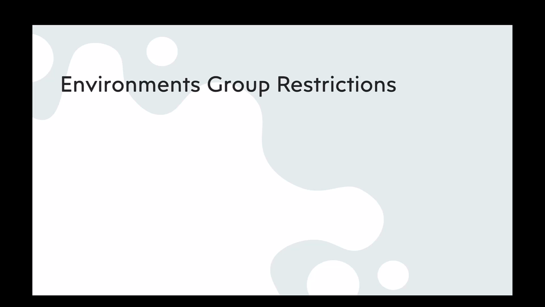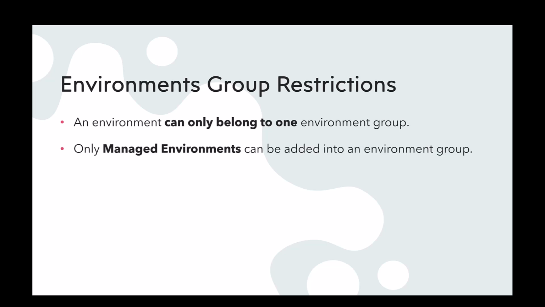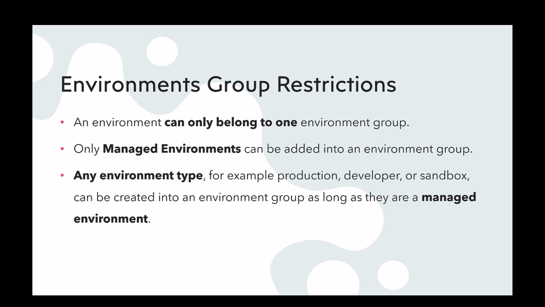There are certain restrictions that must be met to add an environment to an environment group. First, an environment can only belong to one environment group. Only managed environments can be added to an environment group. Any environment type, for example, production, developer, or sandbox, can be added into an environment group as long as they are managed environments. Keep in mind, managed environment is not an environment type, but a feature.